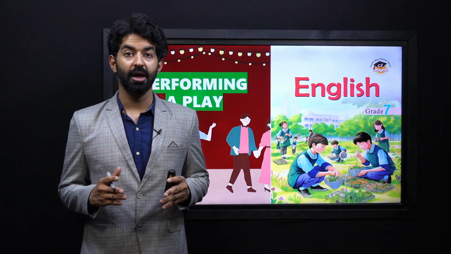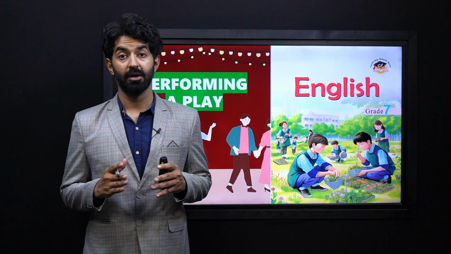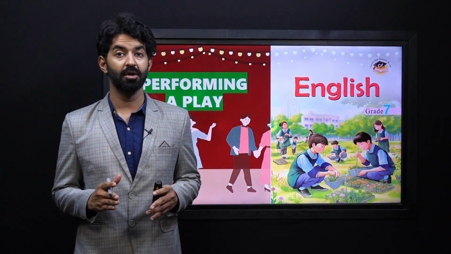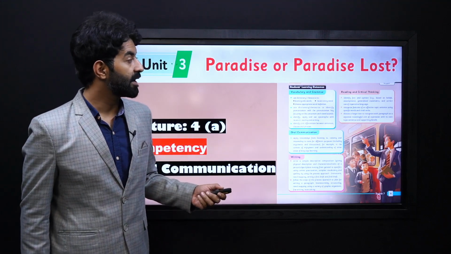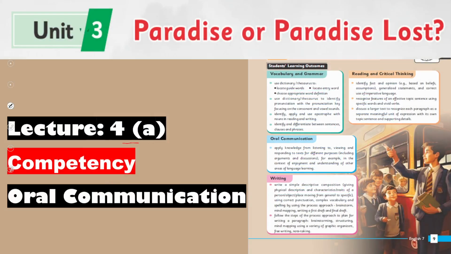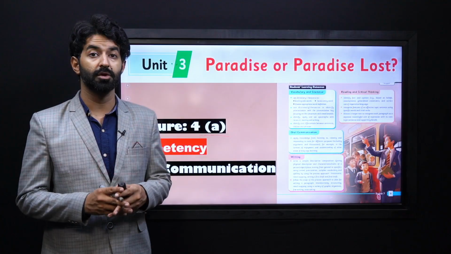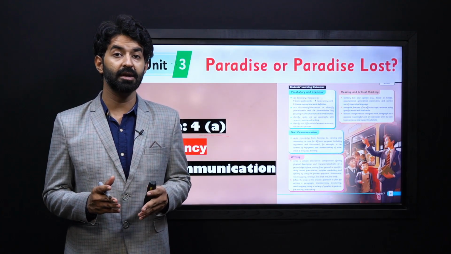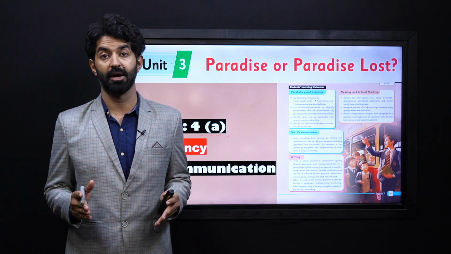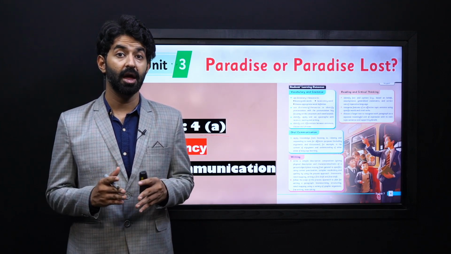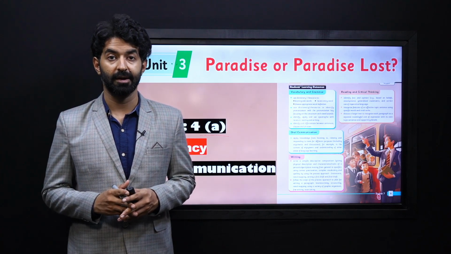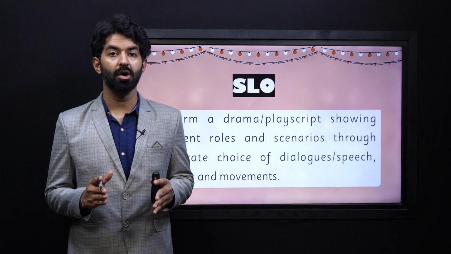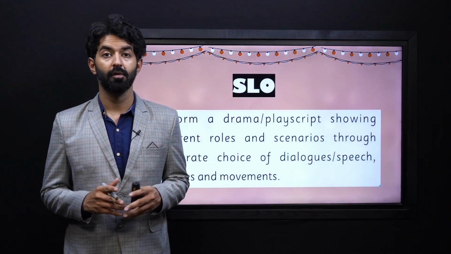My dear learners, I hope that you're doing well and you are all ready and set to learn about today's students learning outcome. So this is our lecture number 4A with the competency of oral communication, and we are dealing with our unit number 3, which is a poem. The title is Paradise or Paradise Lost. I hope that you have read and enjoyed this poem and learned the main message correctly. Now let's talk about our students learning outcome for this video lesson.